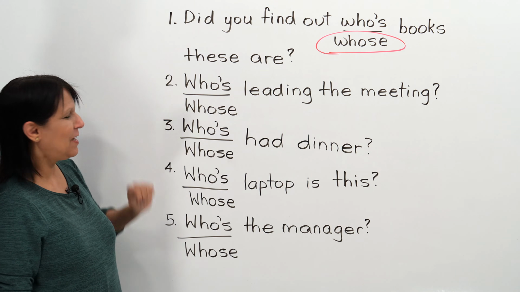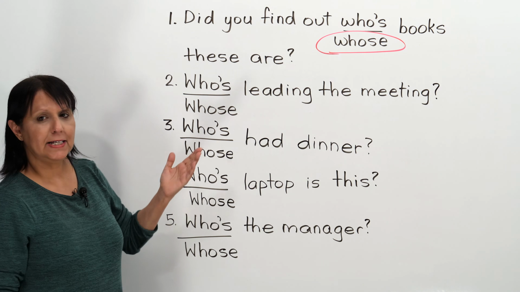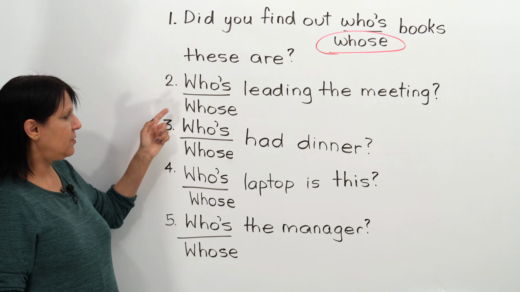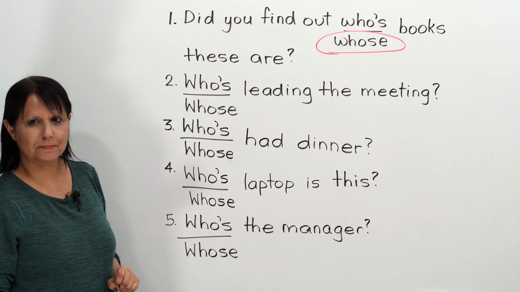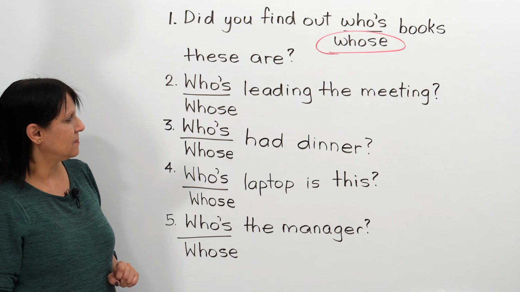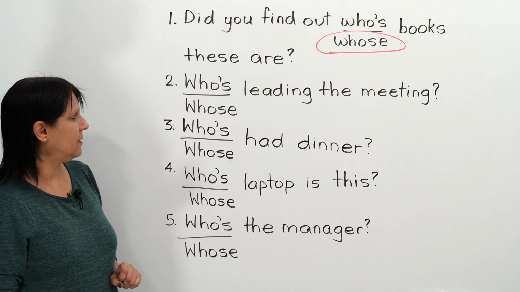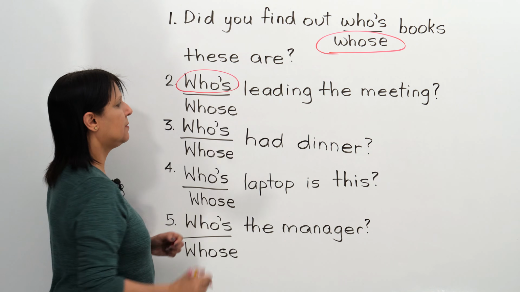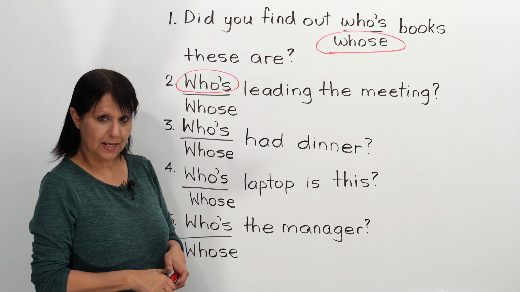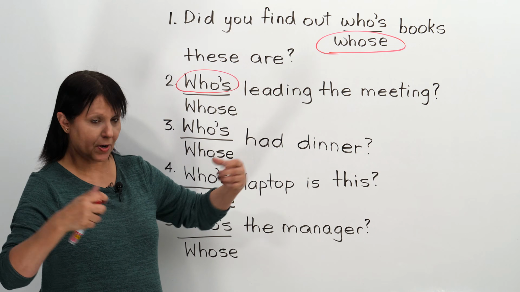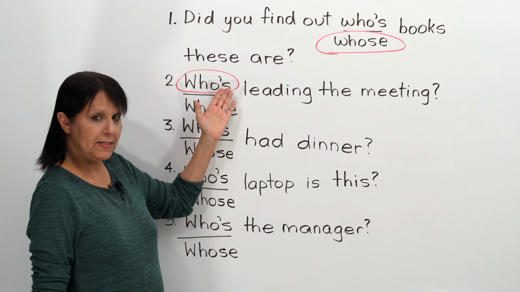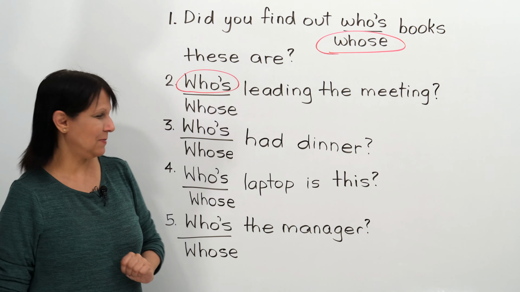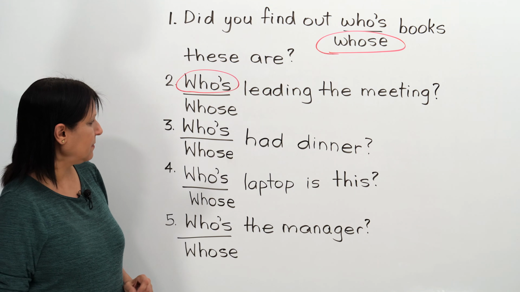Next, number 2. Who's leading the meeting? Number 1 or number 2? Which one do we use here? So here it is the first answer, because when we say it out, when we break up the contraction, it would be who is leading the meeting. All right? Good.